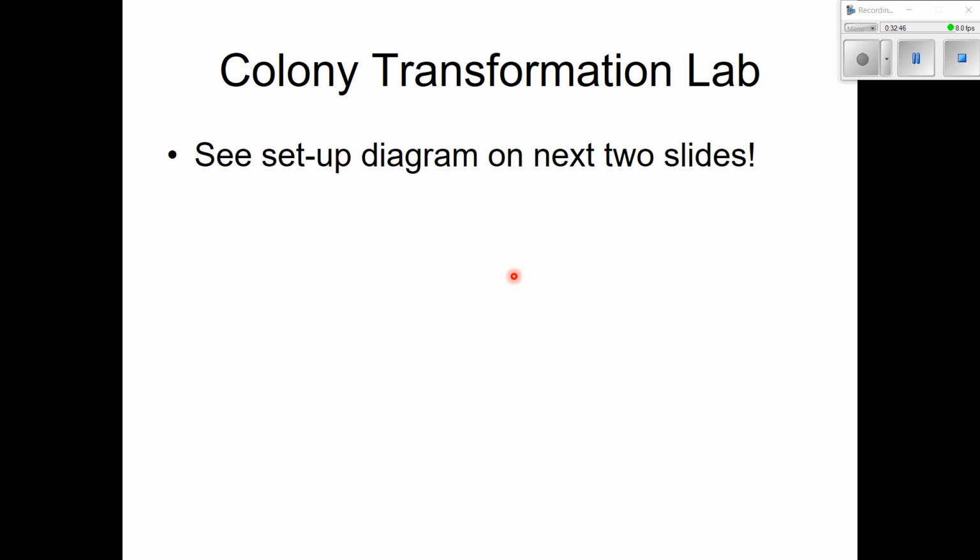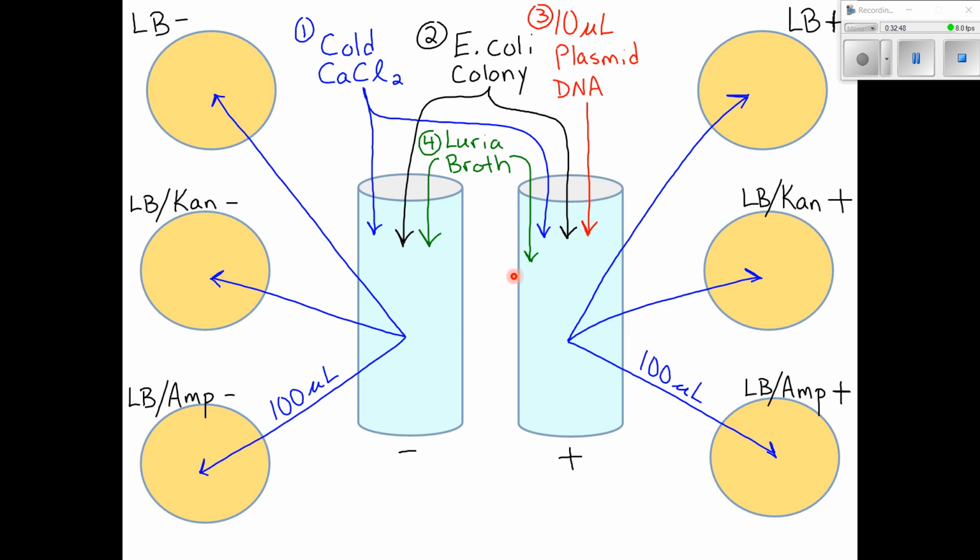Now, there are two wonderful labs, DNA labs, that go along with this unit. I'd like to talk to you a little bit about one of them today. It's a colony transformation lab. And I'm just going to walk you through the basics of the setup, and then we're going to look at some hypothetical results, and then we'll be done with this lesson.